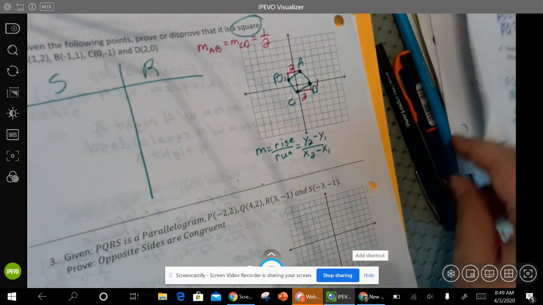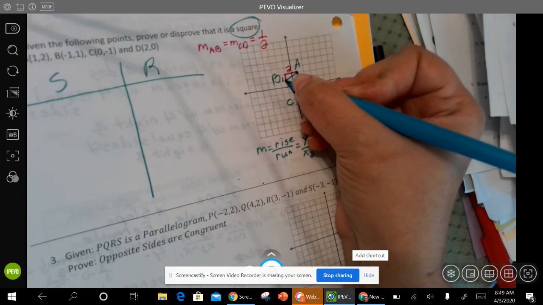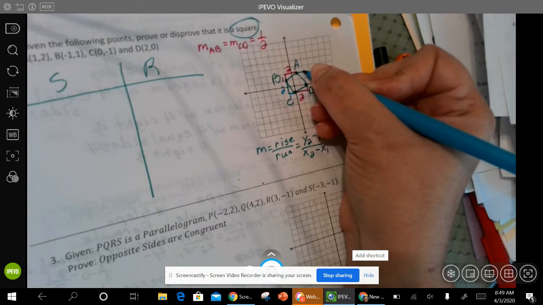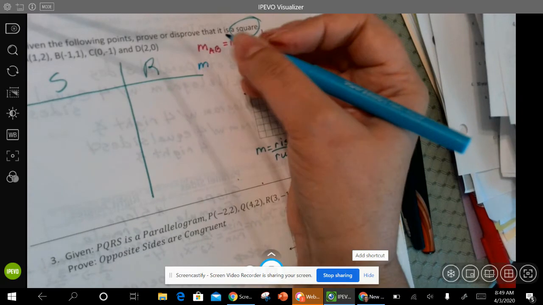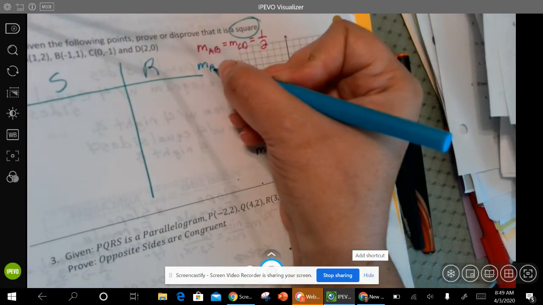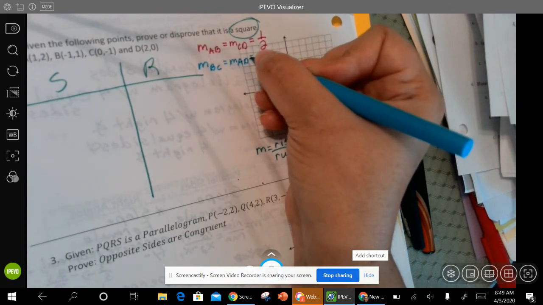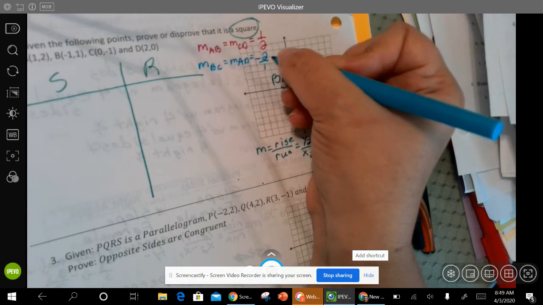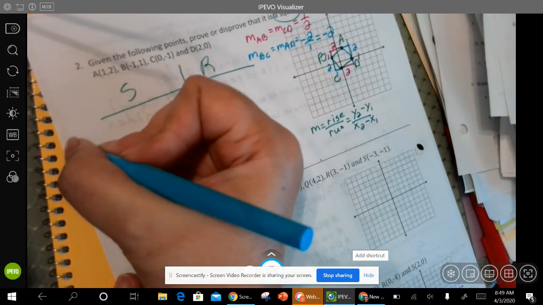Okay, and then for our other slope, you're going to see that this is going to be negative, so it's going down 2 over 1. Again, over 1, down 2. So it means it's going to be a negative slope. So the slope of BC and AD is going to be negative 2 over 1, simplifies to negative 2. Okay, now we got our slopes, so we can put those over here.